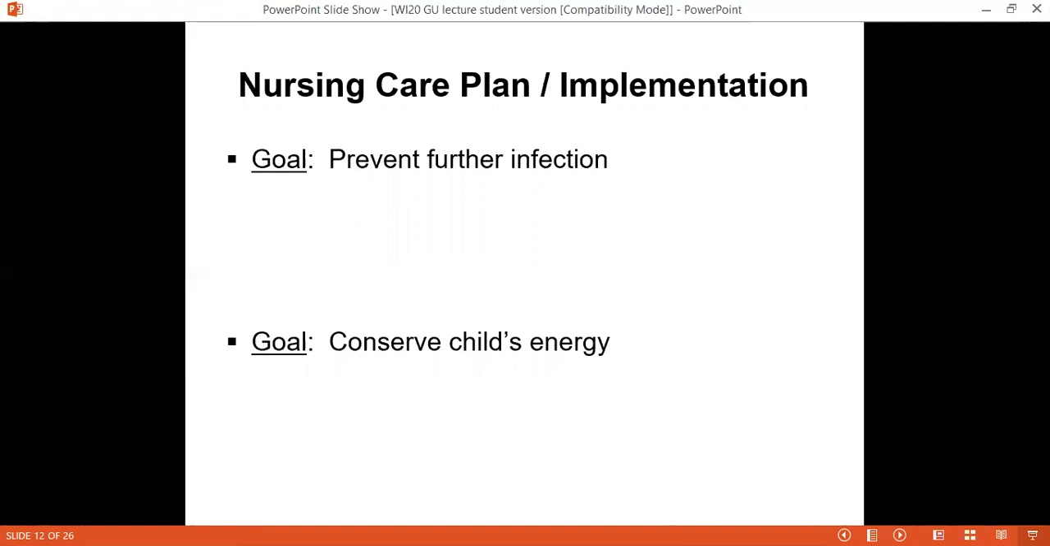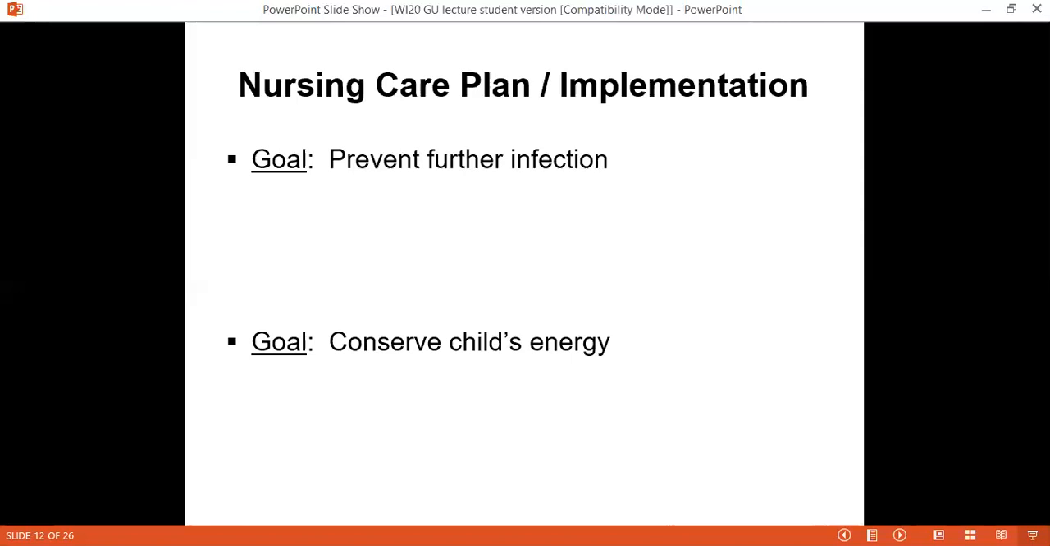And don't forget the other sites of infection. If they're not mobile, we're worried about lungs. If they're not getting up and moving, if they're not coughing and deep breathing, we're worried about skin again because of that skin breakdown. And if we don't notice those infections starting, it could become systemic. So it could be in the bloodstream.